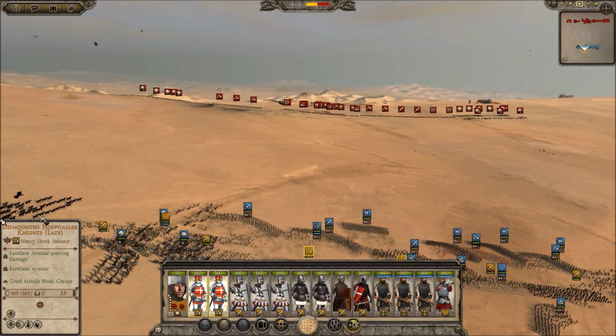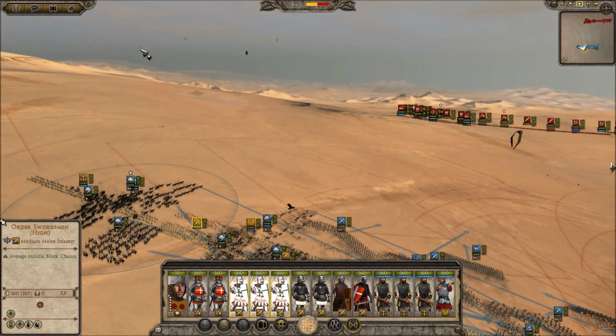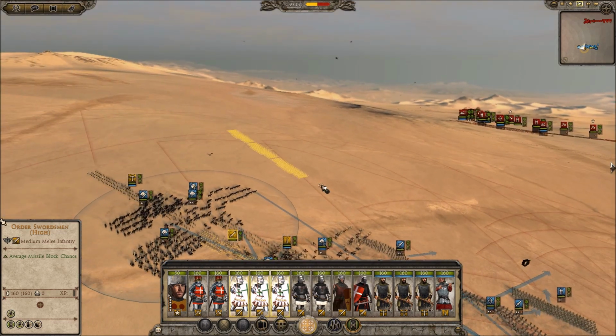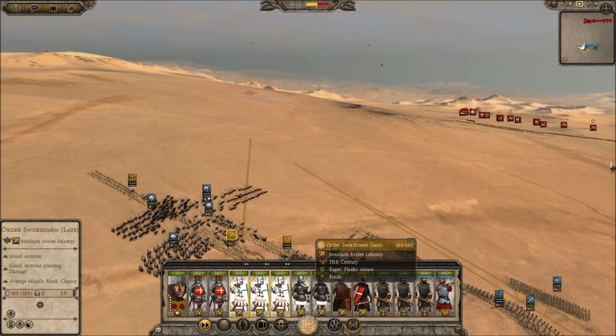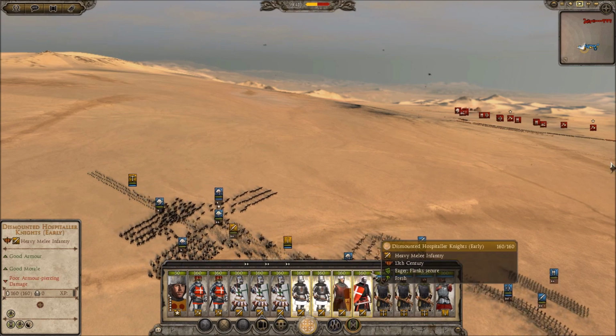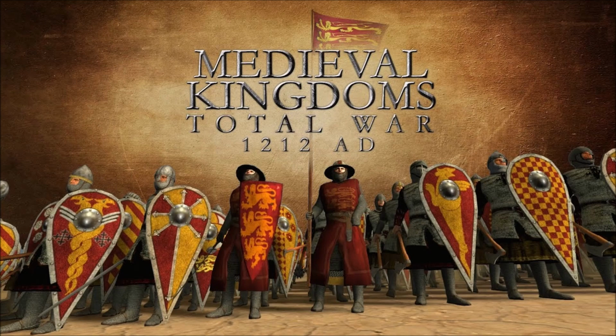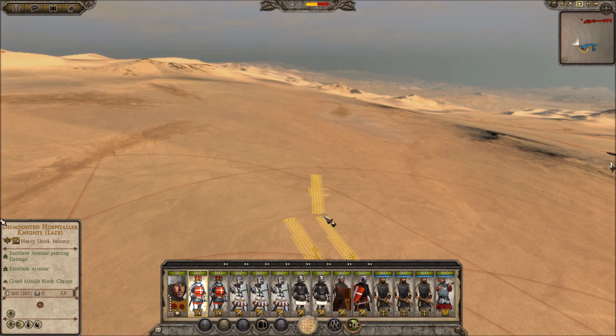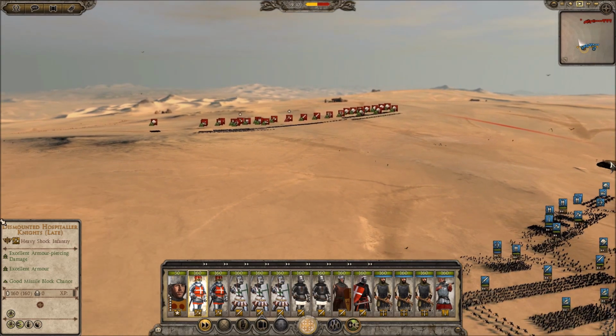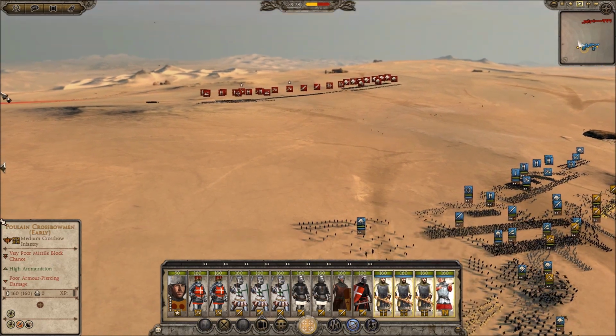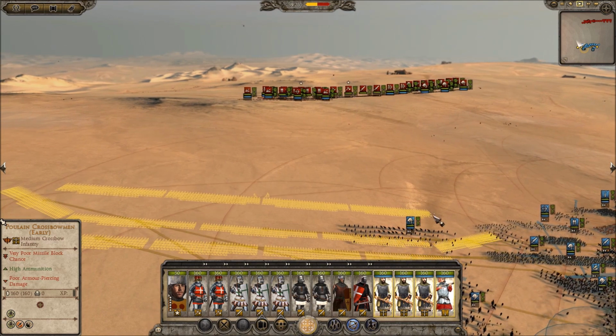This time we're going to be talking about the differences between Medieval 2 Total War and the Total War Attila mod 1212 AD. Medieval 2 was released in 2006, while 1212 AD, the mod, was released in the later part of 2019, around December, with 13 years apart between these games. Let's see how they stack up in the medieval category, as you would say.